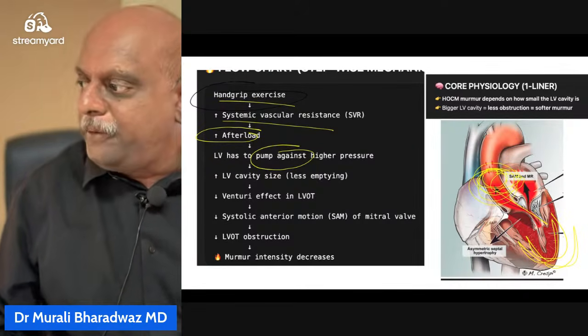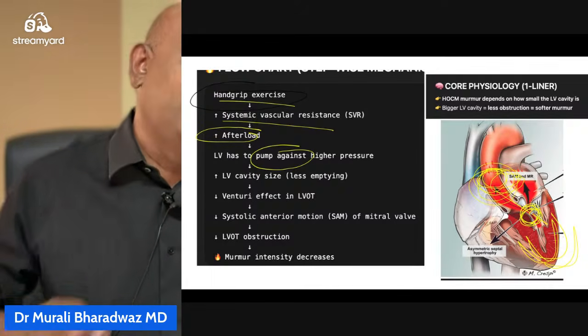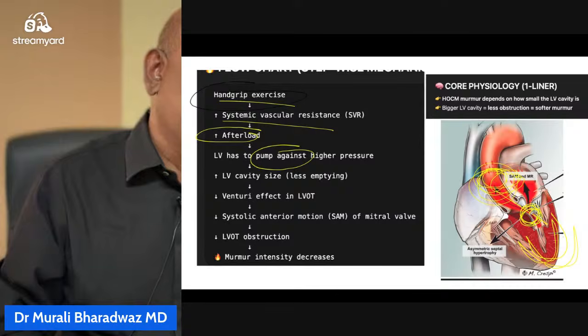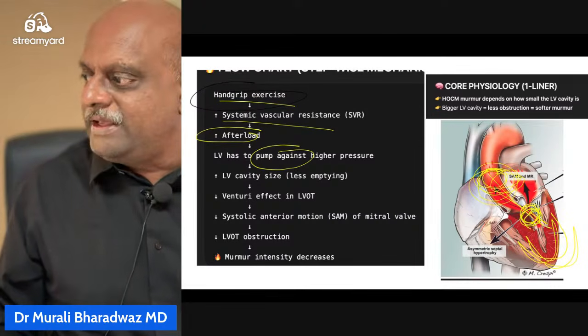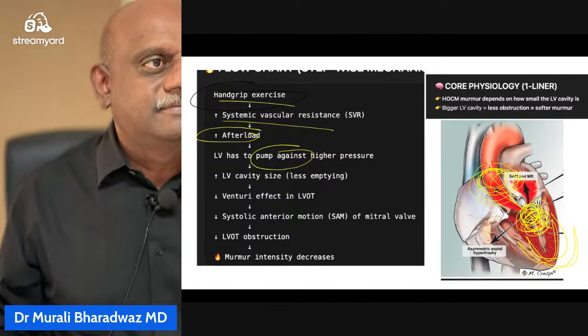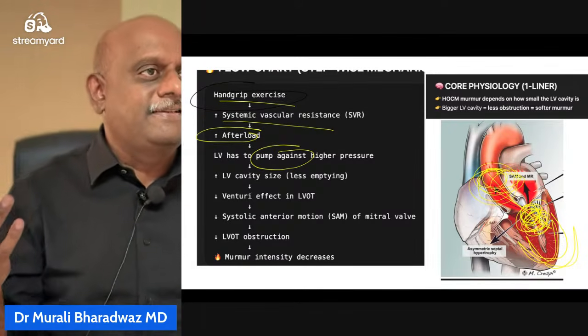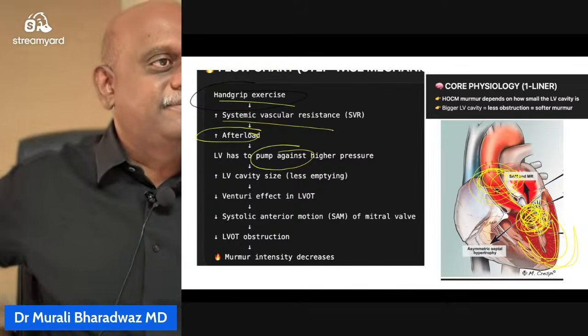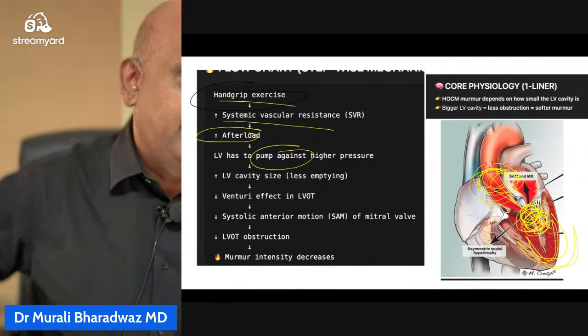Right? Then this small dynamic obstruction no more matters. When you are fighting against a bigger problem, smaller things really don't matter. Understand? So it will overcome the obstruction and the murmur will decrease. That's the logic. Understand?